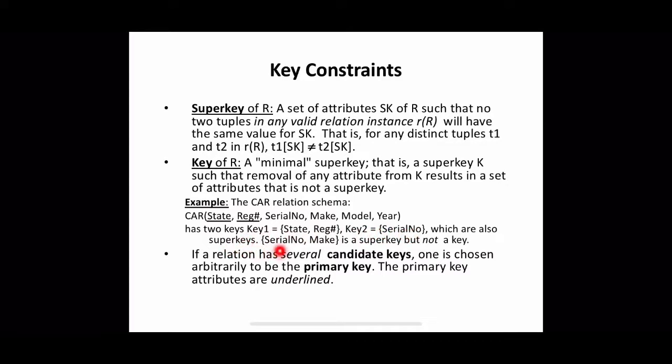And we can see another super key, serial number and make. That combination is a super key, right? But it's not a key, because if we remove the make, even then we can have the uniqueness property. So serial number and make together form a super key but not a key. But we have two different keys here. So like that, a schema or relation can have multiple keys. Those are called candidate keys, from which one will be chosen arbitrarily to be the primary key.